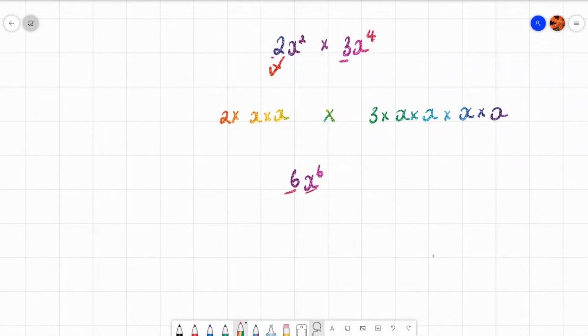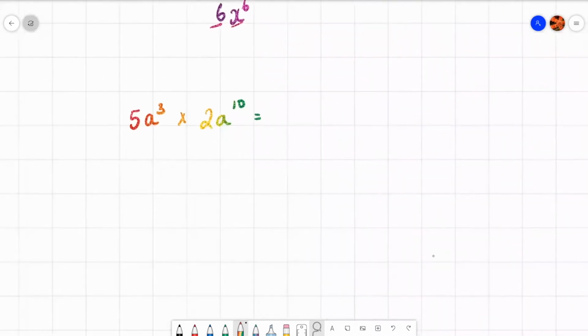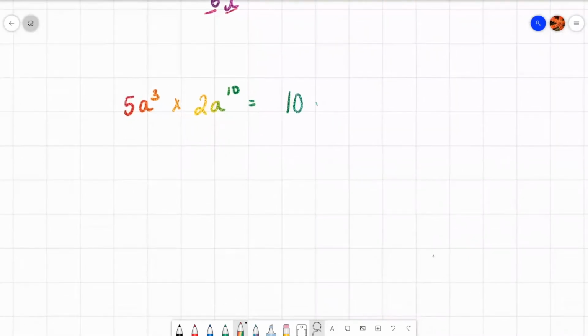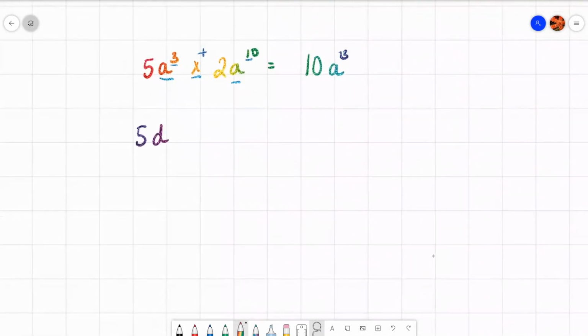Okay. So what if we had something slightly different then? Let's say I had 5a cubed times 2a to the power of 10. So I would times the numbers on the outside. 5 times 2 is 10. a stays the same base. I've got a times, so I'm going to add the powers. So 3 add 10 is 13. I could have 5d squared times by 3d to the power of 5. So again, 5 times 3 is 15. d stays the same. Add the powers because it's a multiply. 2 add 5 is 7.